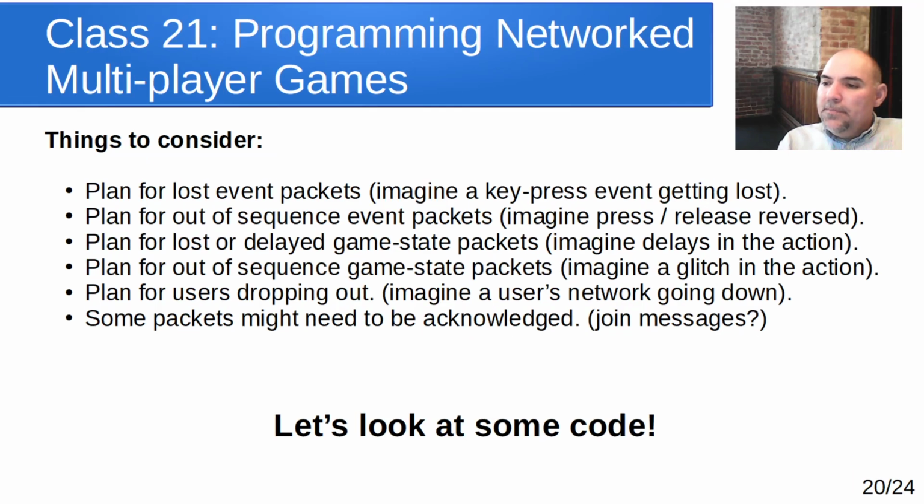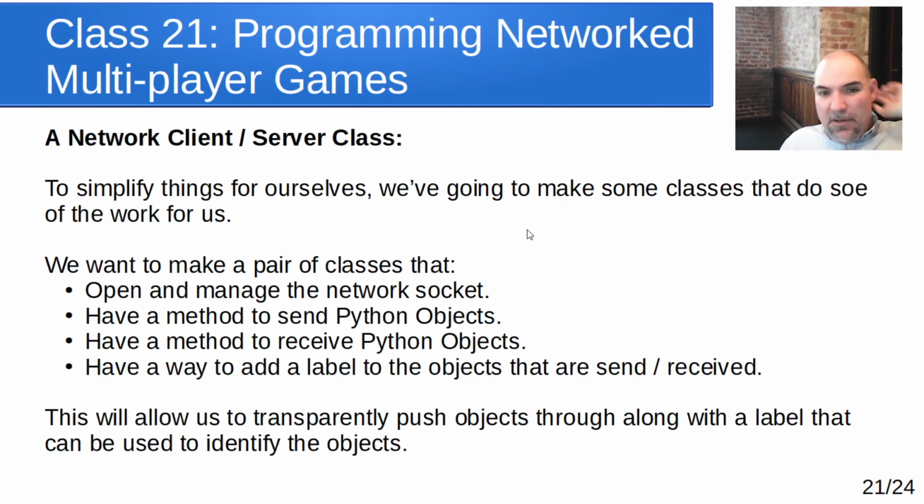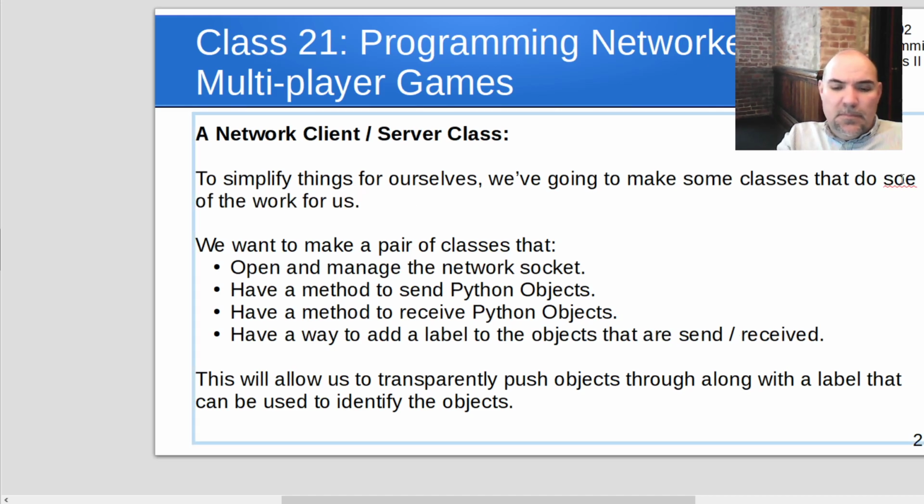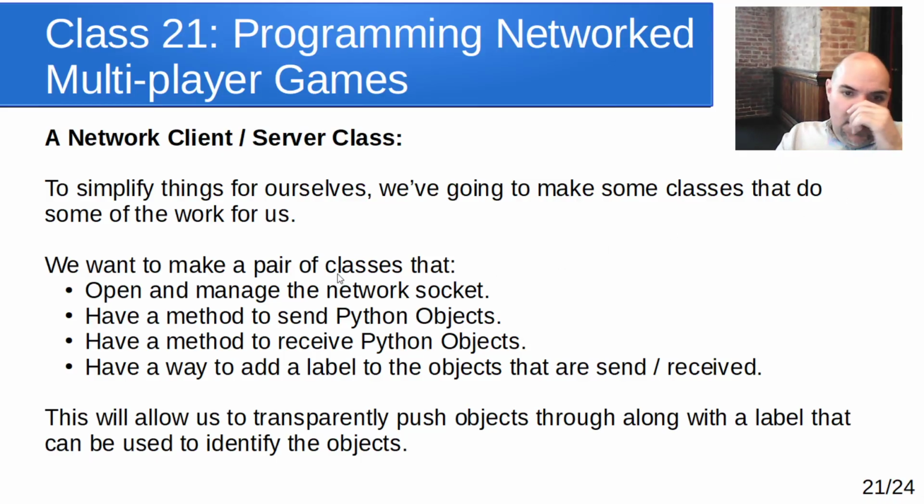All right, so we wrote our code, and now we're up to the point where we want to make a network client and network server class. To simplify some things for ourselves, we're going to make some classes that do some of the work for us. We want to make a pair of classes that open and manage the network socket, have a method to send Python objects, have a method to receive Python objects, and have a way to add a label to the objects. Okay, we already did all that. That's what we had in the previous thing. That's going to allow us to push those objects through with a label. We saw that with KD, KU event types, key down, key up event types, connect event types, and so forth. And we're going to use those to identify those objects that go out.